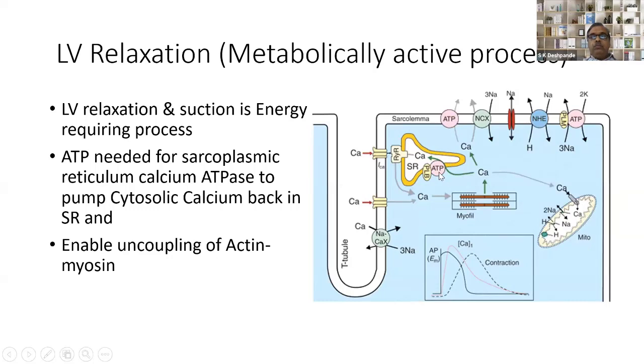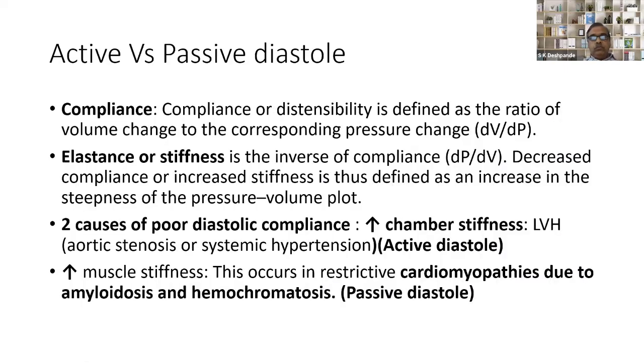It requires ATP. And when this ATP is not supplied because of several causes, mostly ischemia, then the ventricle doesn't relax, and doesn't relax that fast. That's why the filling of the left ventricle is hampered. This is the crux of the matter. This is a very, very important thing.